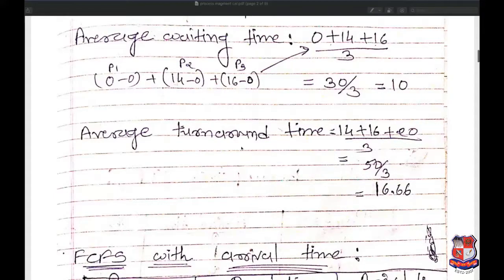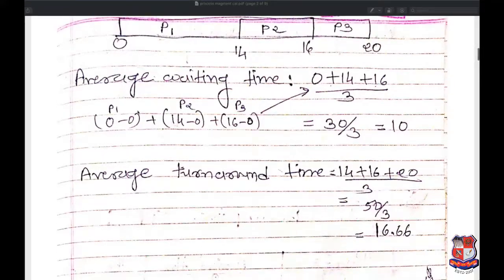Okay, so our average turnaround time is equal to waiting time plus burst time. For P1, the waiting time of P1 is equal to 0, waiting time of P2 is equal to 14, and waiting time of P3 is equal to 16.